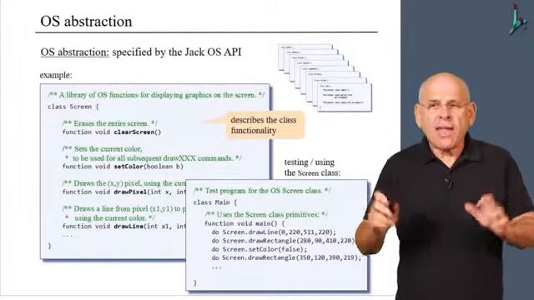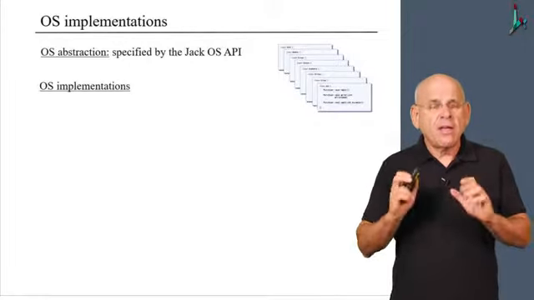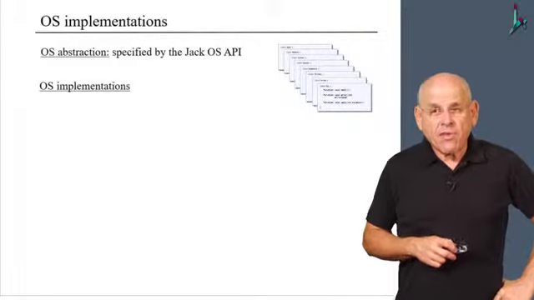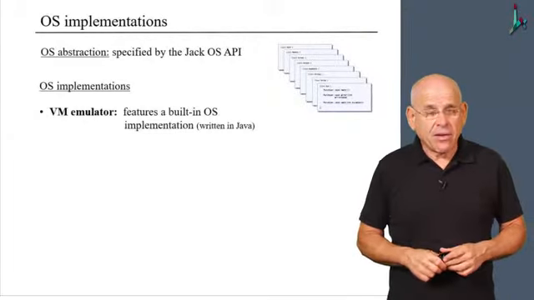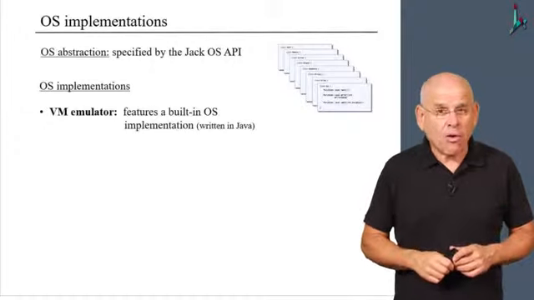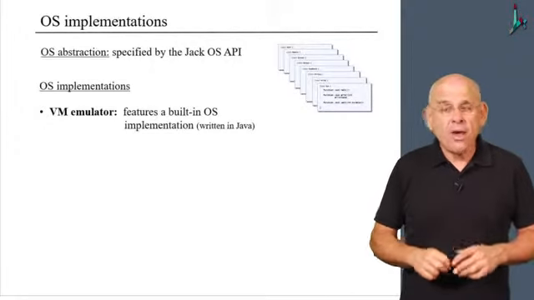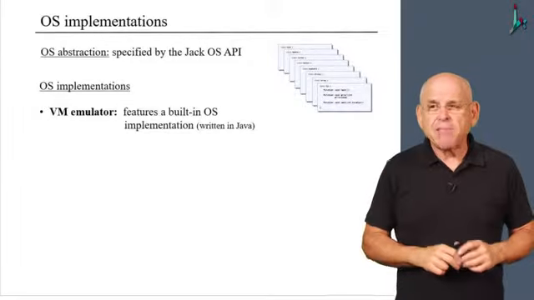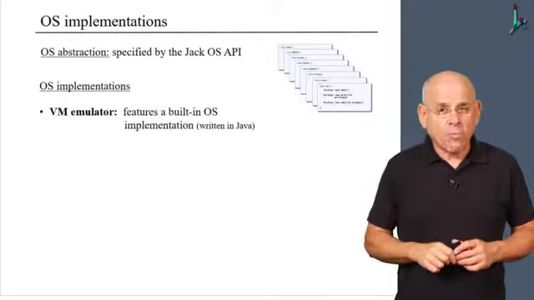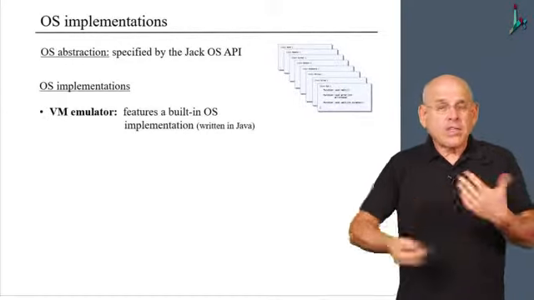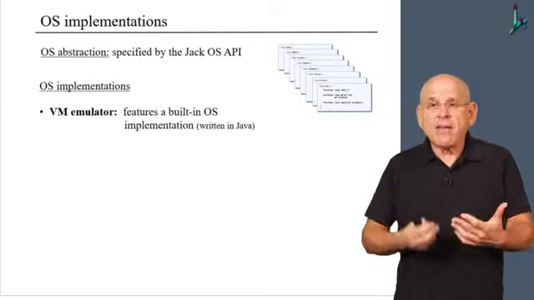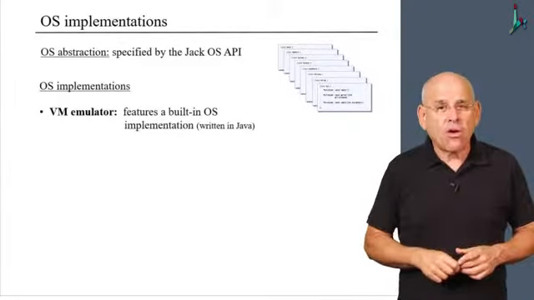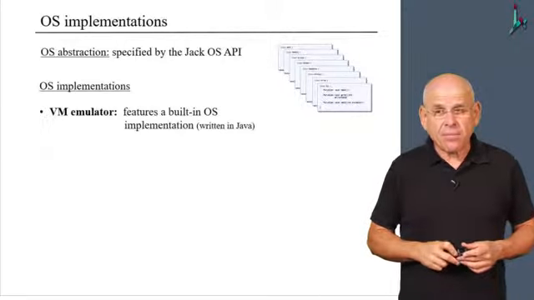And in particular, in nand2tetris, we are going to find 3 different implementations of the same OS abstraction. First of all, the supplied VM emulator, which is a fancy Java program that we wrote several years ago, also has a built-in Java-based implementation of the Jack operating system. So when you execute a program in the VM emulator, if you find a call to, let's say, Memory.alloc, the VM emulator knows how to service it using Java.